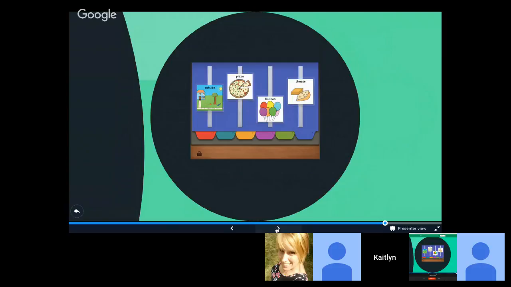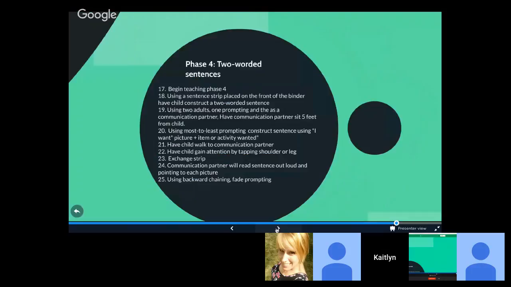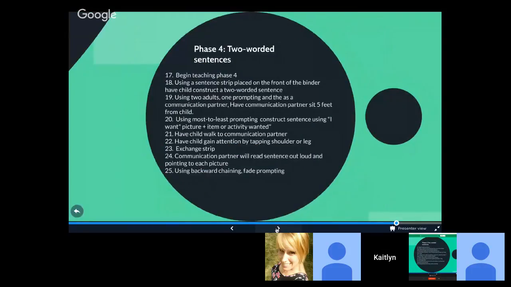Next, we'll go into phase 4, the last phase. So phase 4 is we're going into 2-word sentences. Again, we need 2 people, the communication partner and the prompter. This time the communication partner will sit about 5 feet away from the child, and using most-to-least prompting, we'll have the child construct a sentence using a sentence strip that will be in front of their binder or their folder, and we will have them use an "I want" icon in conjunction with the picture of what they want.